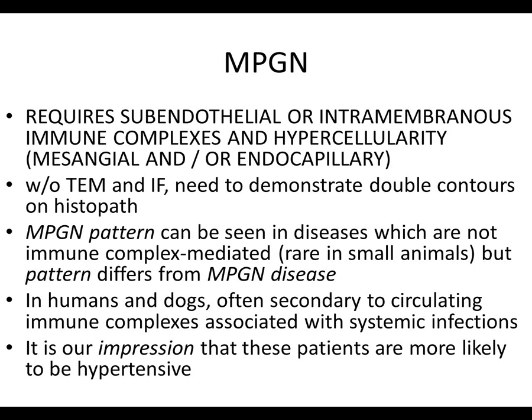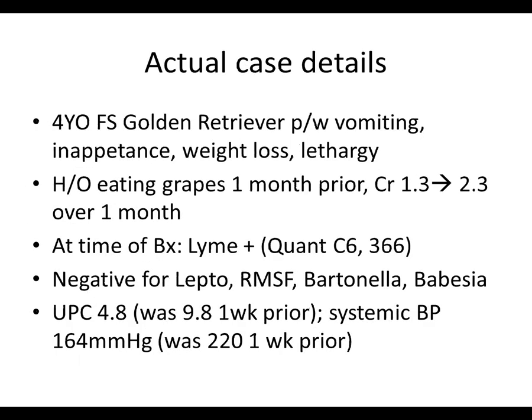And then again, it's our impression at the IVRPS that they're more likely to be hypertensive than other kinds of proteinuric kidney disease. This particular patient was Lyme positive. She has the random history of previously eating grapes 1 month prior, which ends up probably not being related to why she presented. But you always have to take that into account. And her UPC was 4.8, but it had been around 10 1 week prior to biopsy, and she had been hypertensive 1 week prior to biopsy.